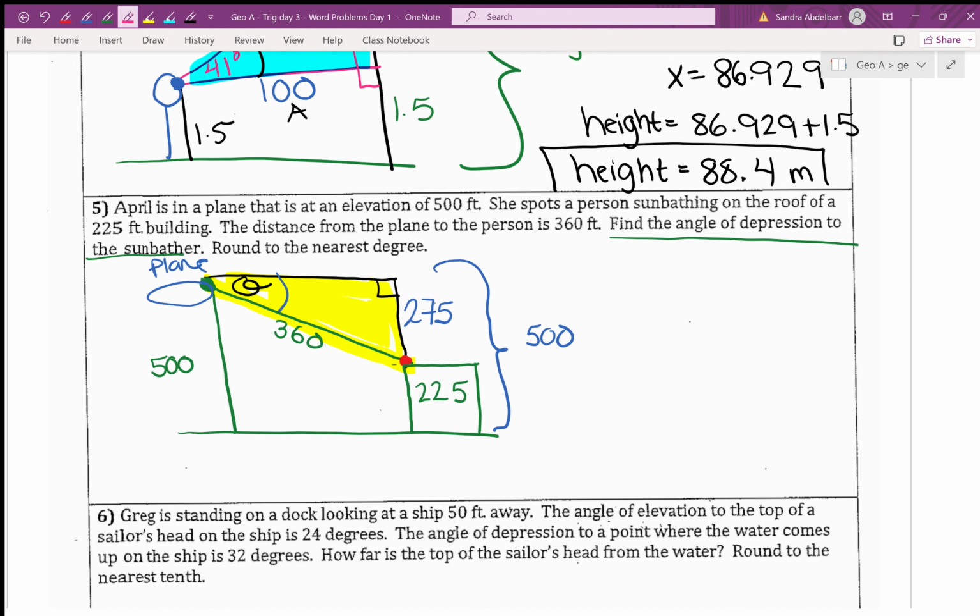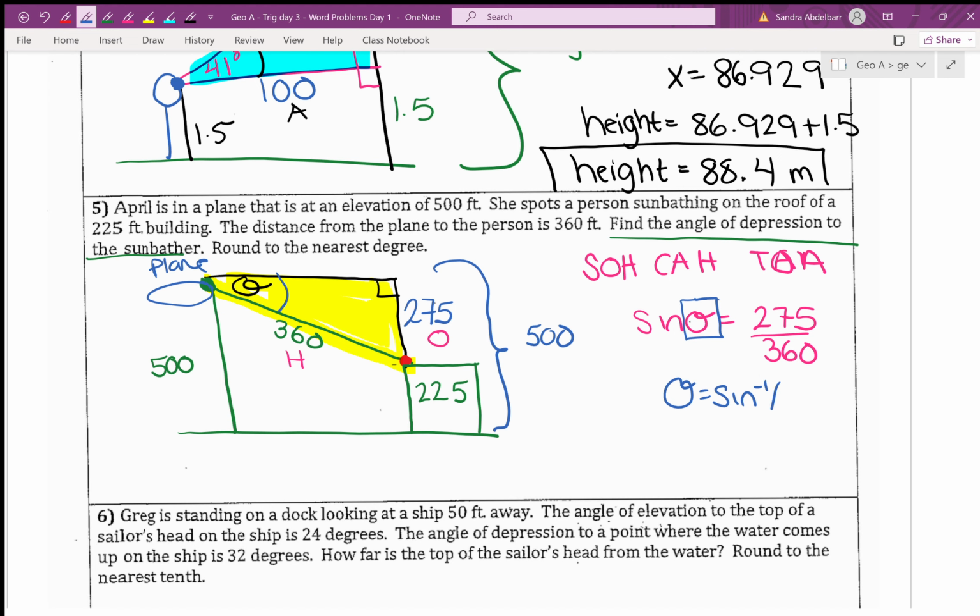We know 275 is opposite. 360 is the hypotenuse. Which trig function are we using? Sine, cosine, or tangent? Sine. How do I write it? Sine what? Theta. Sine theta equals 275 over 360. Sam, since I'm solving for theta, what do I have to do since I'm solving for an angle? Second sine. That's when we do the negative first power, right? So we're going to do theta equals the inverse of sine of 275 divided by 360.